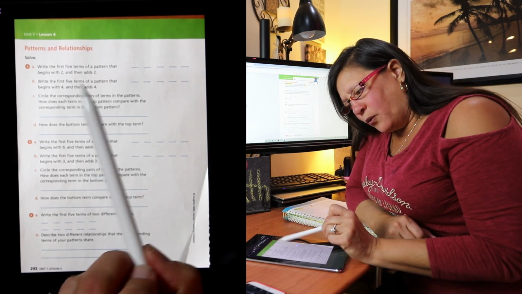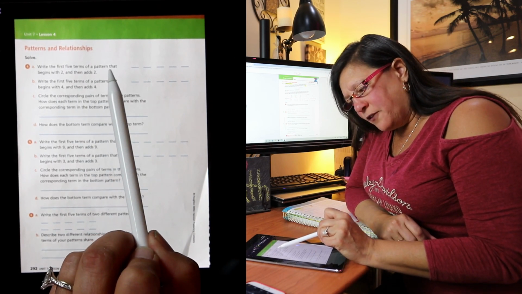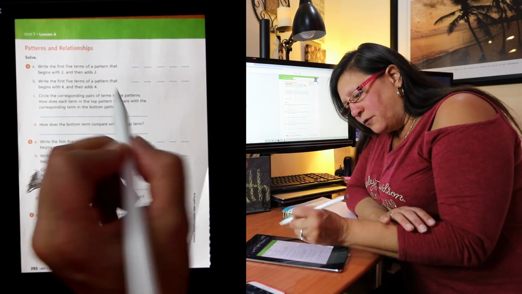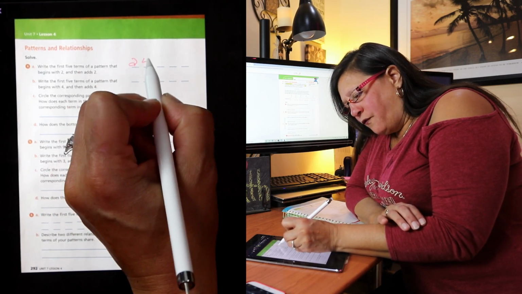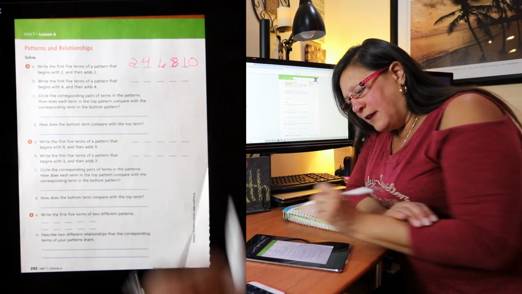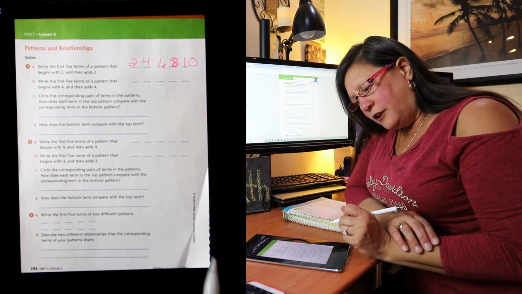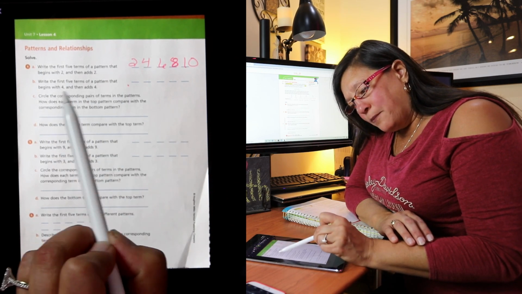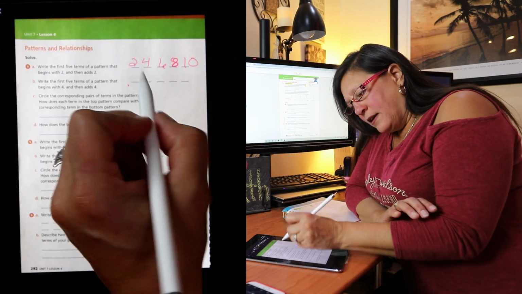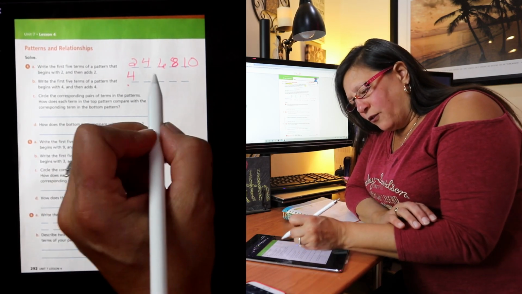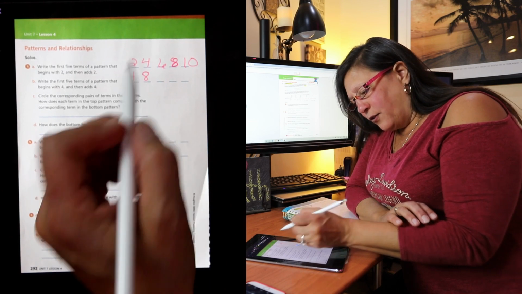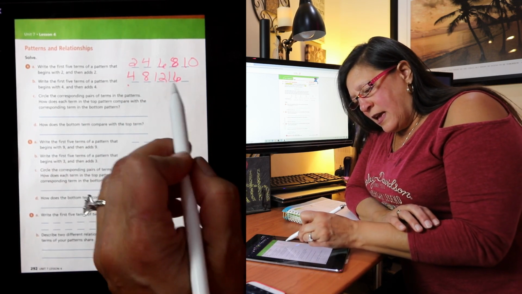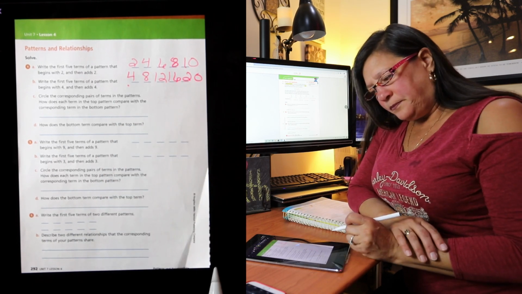Okay, number 4. Write the first 5 terms of a pattern that begins with 2, then adds 2. It's basically counting by 2's, right? So, 2, 4, 6, 8, 10. Starts with 2, adding 2. B, on the next line, write the first 5 terms of a pattern that begins with 4, then adds 4. So 4, and then I add 4 to that, 8. Add 4 to that, 12. Add 4 to 12, 16. Add 4 to 16, 20.